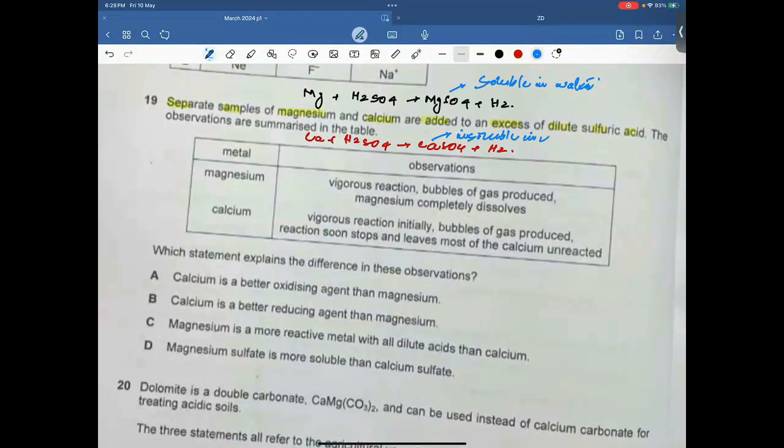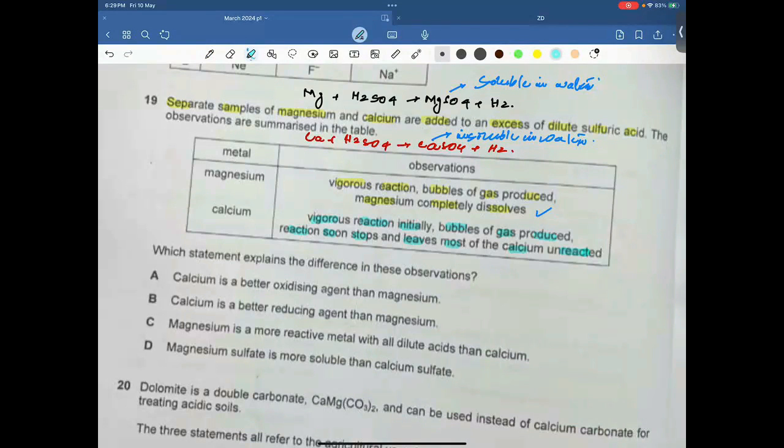Down the group, the solubility of group 2 sulfates decreases. We have discussed this important topic in class, and you need to revise that. The magnesium reacts vigorously, bubbles of gas are produced, magnesium completely dissolves, that's right. Next, calcium reacts vigorously initially, bubbles of gas are produced, that's right. The reaction soon stops and leaves most of the calcium unreacted.